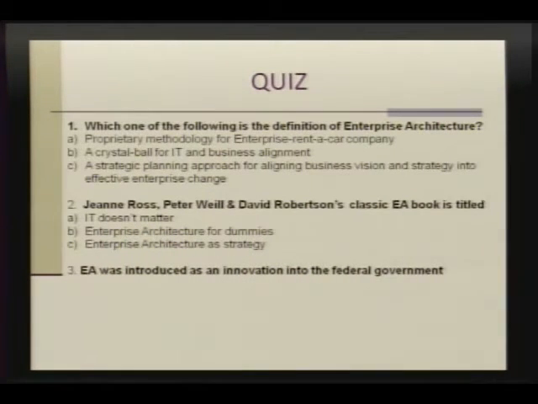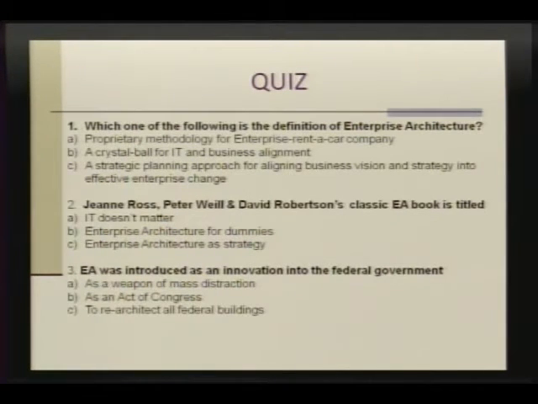Okay. And this is for the ladies in the audience. Whoever answers this correctly gets Jeannie's book, an autographed copy. So the ladies in the audience, enterprise architecture was introduced as an innovation into the federal government. Is it A, as a weapon of mass destruction? B, as an act of Congress? Or C, to re-architect all federal buildings? Ladies, anyone? Yes? B? Now how do you get your own book autographed by yourself? Okay, thank you very much.